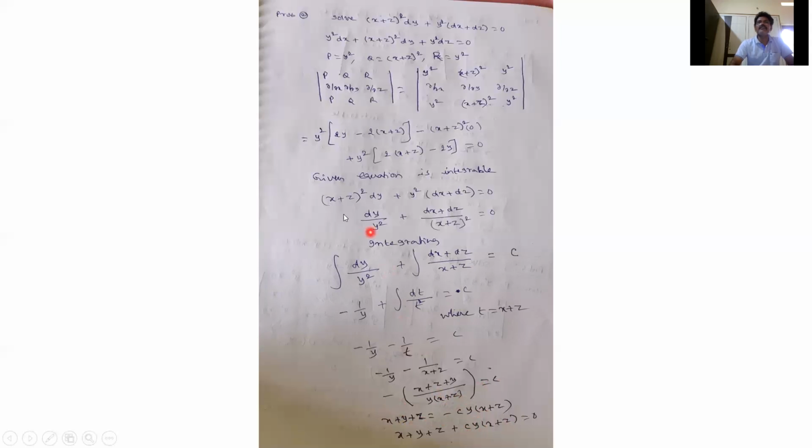Finally, to solve the equation p dx plus q dy plus r dz, determine the determinant and verify if it is 0; then the given equation is integrable. So here this equation is directly integrable. This is minus 1 by y. Taking this as t, we get dt by t square. We get directly minus 1 by y minus 1 by x plus z, so finally we are getting x plus y plus z equals minus c y into x plus z.